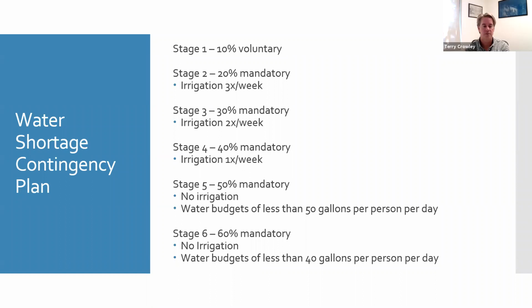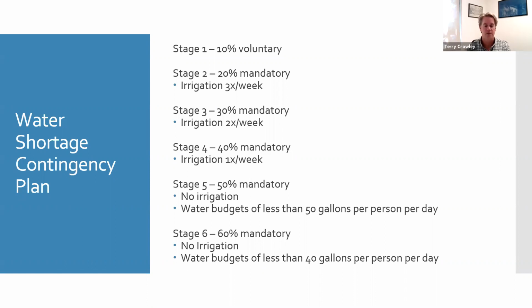And then we start to institute, because it's hard to continue to add new measures, water budgets for customers and really try to get them to look at only using 50 gallons per person per day. So really looking at their indoor water usage as well as eliminating all their outdoor water usage. This may be that you take shorter showers. This may be that you shower every other day. This may be other measures. There were a lot of really good ideas listed in the chat early on in this meeting. All of those would be things that we would be asking people to do in these 40 to 50% mandatory conservation levels.